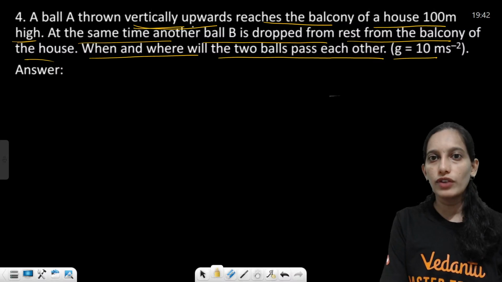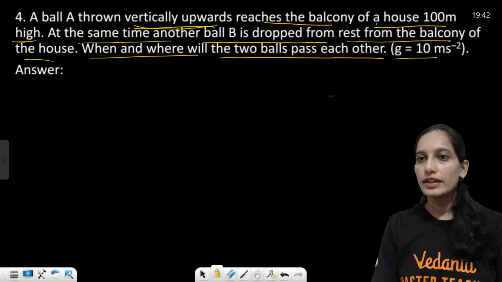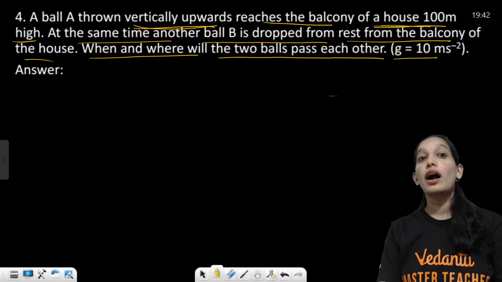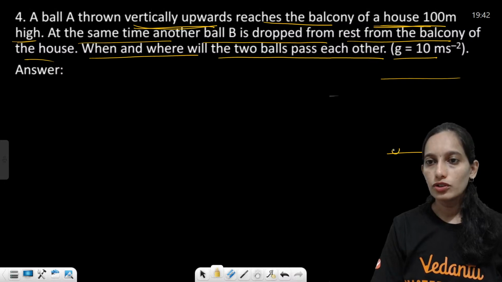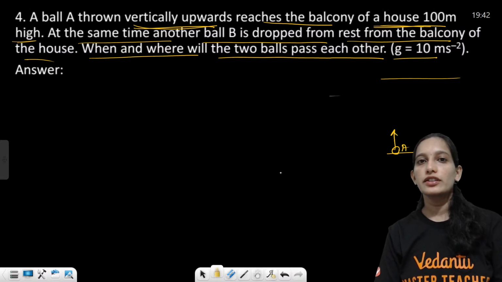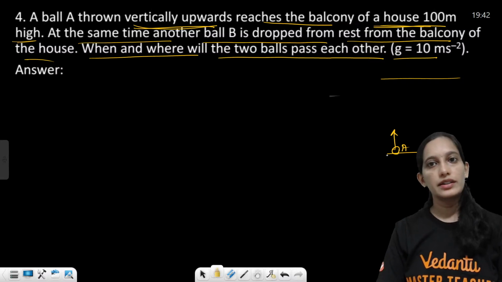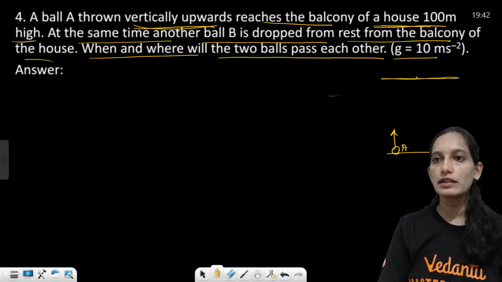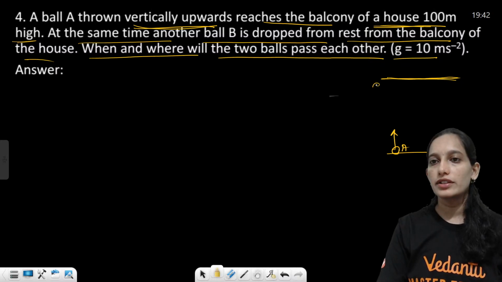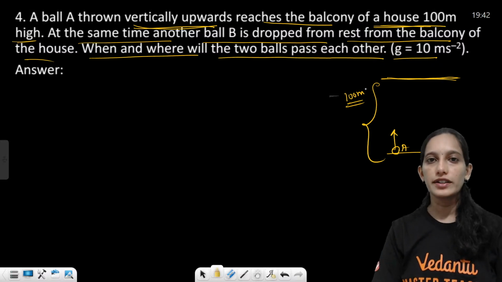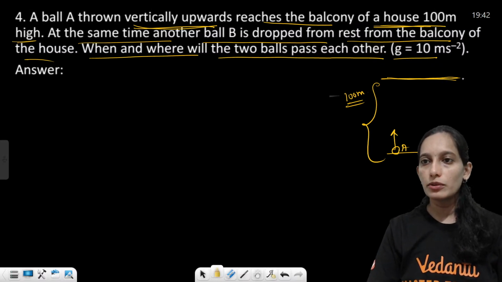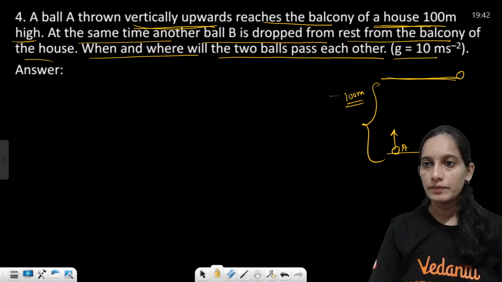So a ball is thrown vertically upward, reaches the balcony of a house 100 meters high. Let us try to have a simple diagrammatic representation. From here we are throwing a ball A. Let me say this is ball A. It is thrown from the ground and reaches the balcony. Let us say this is the balcony of some house which is at a height of 100 meters. At the same time another ball B is dropped. So from here we are dropping B.